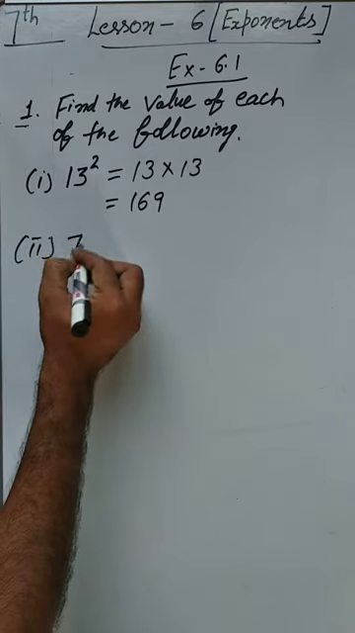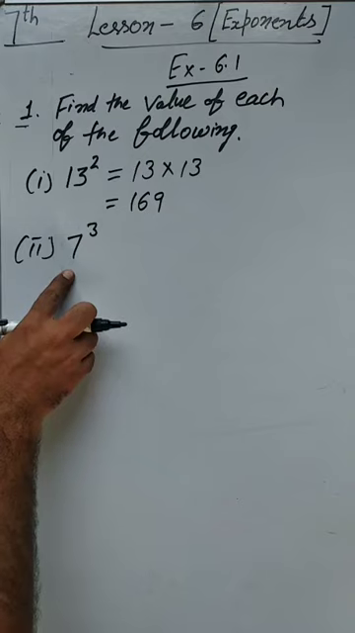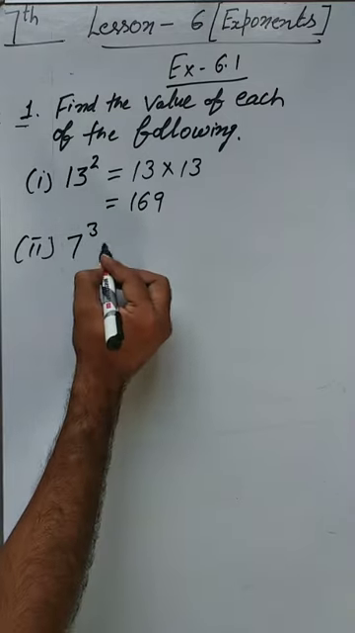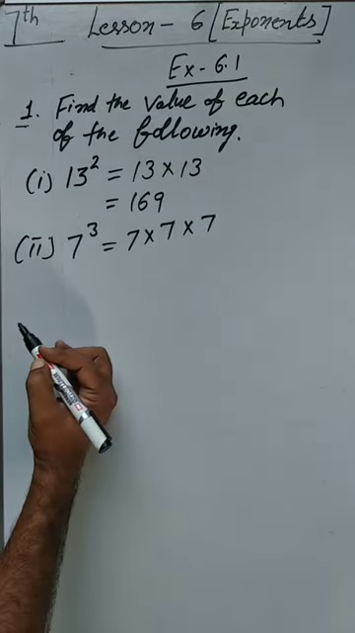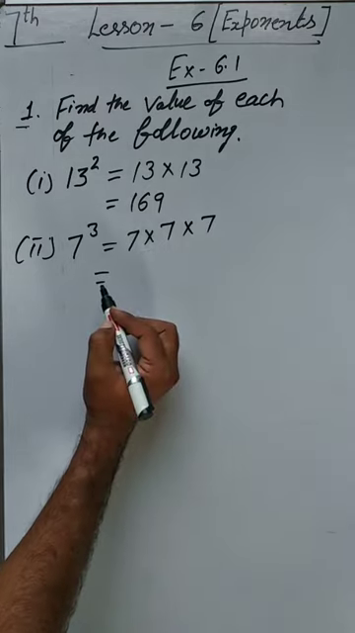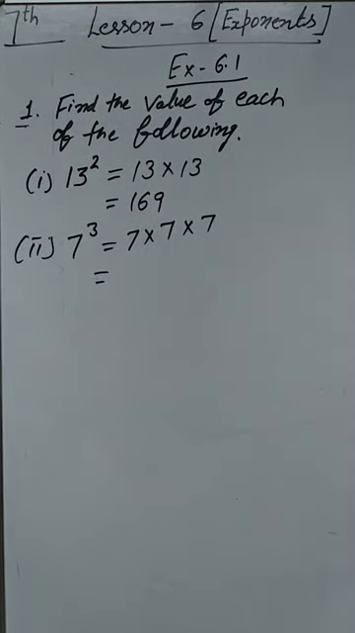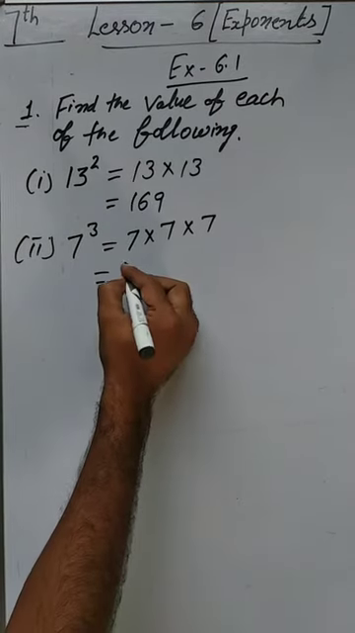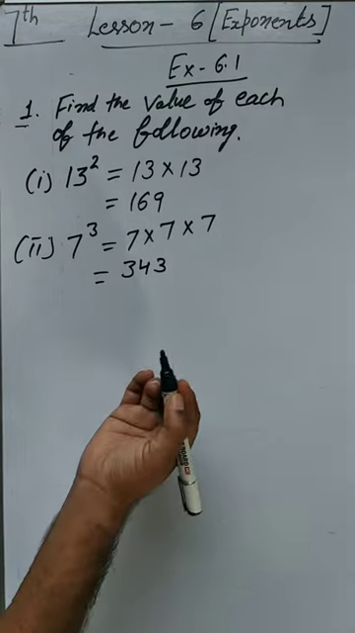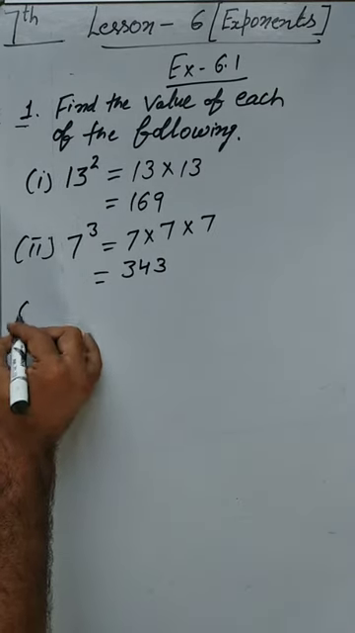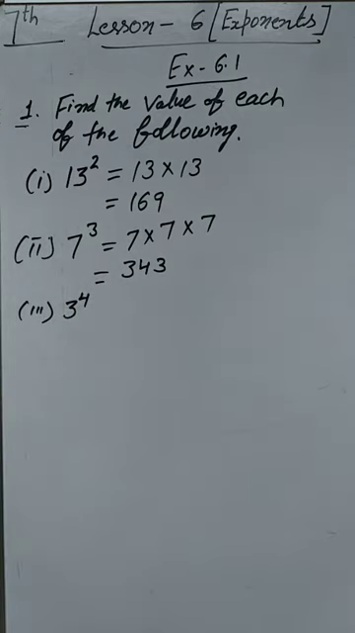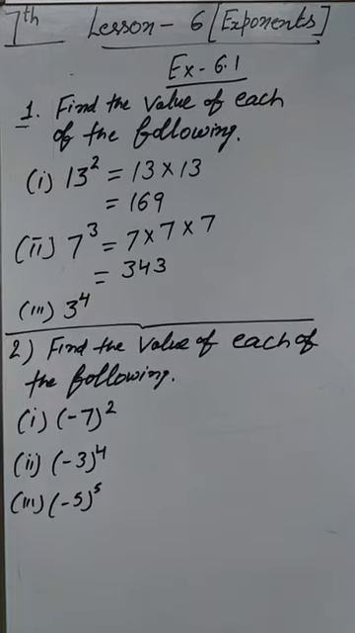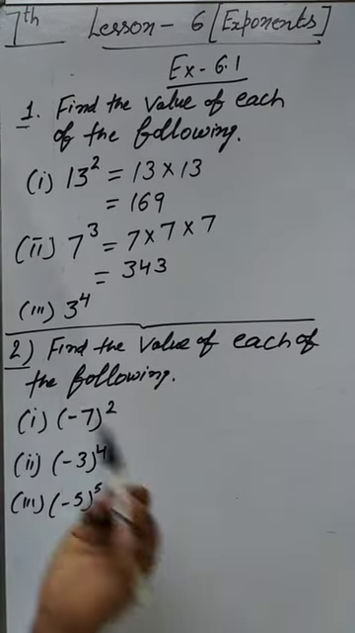Similarly, beta, its second part is 7 raised to power 3. Means 7 multiply how many times? 3 times. 7 multiply 7 multiply 7. Understood beta? 7 into 7, 49. And 49 multiplied by 7 is 343. Understood beta? Very easy. In that way you can solve its third part. Third part is 3 raised to power 4. Try it by yourself.